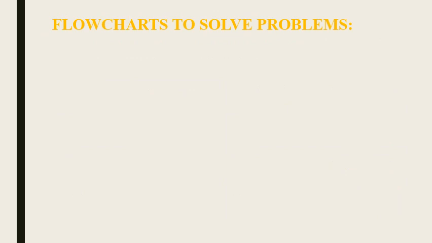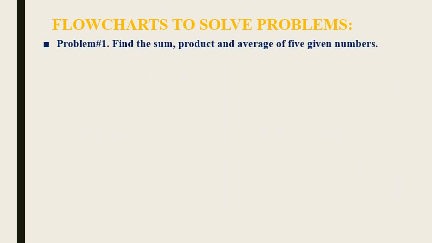Now I have some examples for you to solve the problems. Problem number 1 is find the sum, product and average of given 5 numbers. Now we draw the flowchart to find the sum, product and average of 5 numbers. Now the first step is to start. We use the oval symbol for the start. And the next is flow line, arrow.